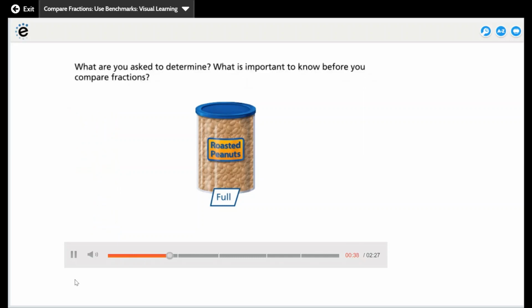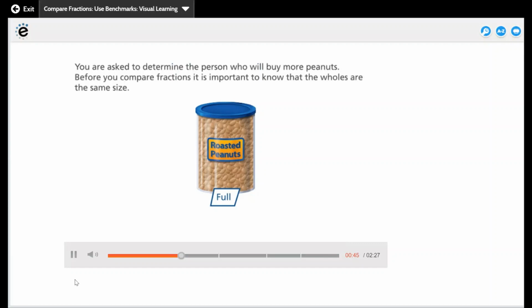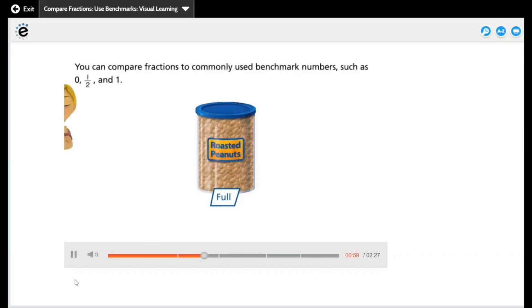What are you asked to determine? What is important to know before you compare fractions? You are asked to determine the person who will buy more peanuts. Before you compare fractions, it is important to know that the wholes are the same size. You can compare fractions to commonly used benchmark numbers, such as 0, 1/2, and 1.